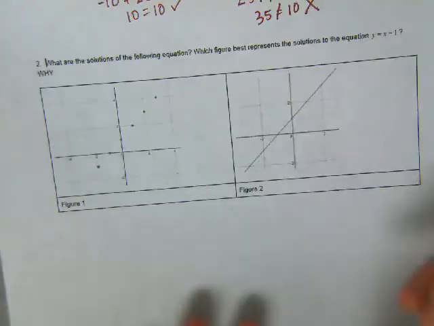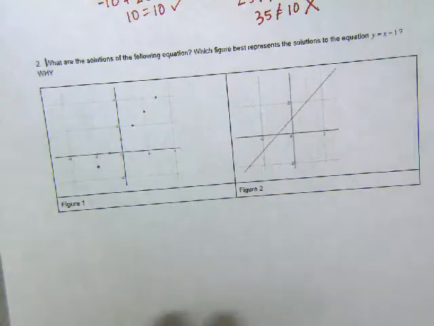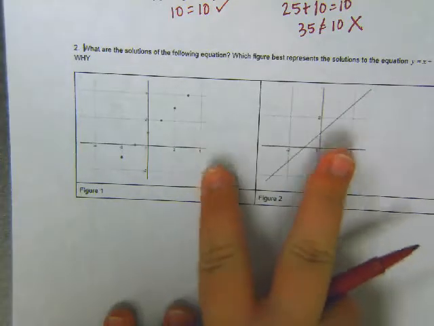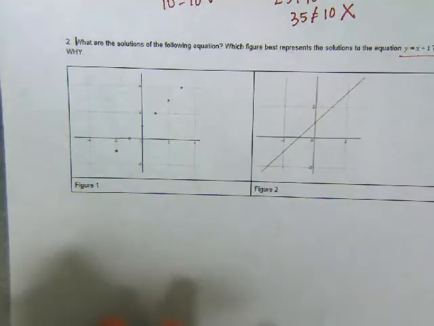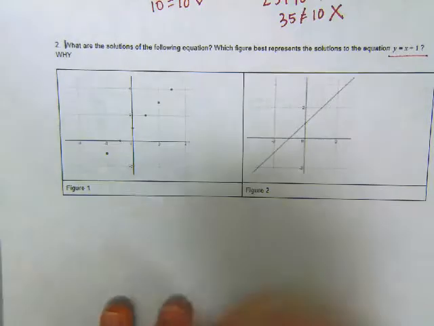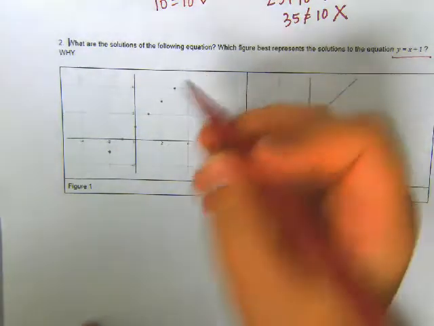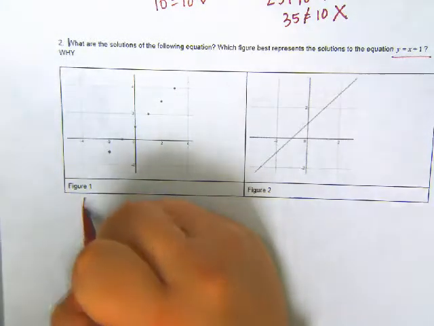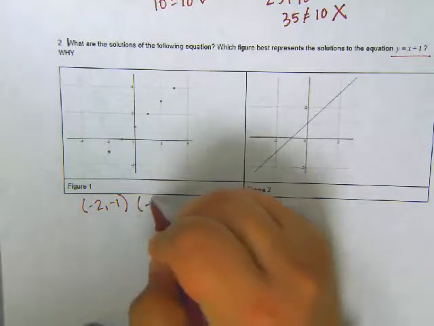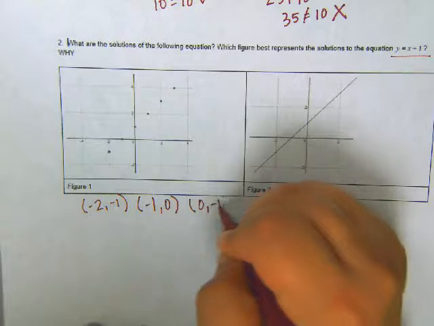Alright, and then the last thing we have is it asks what the solutions are to the following equation, and which one best represents y equals x minus 1, or plus 1. Okay? So the solutions to figure 1, we have this point, negative 2, negative 1 is a solution. We have the point negative 1, 0.